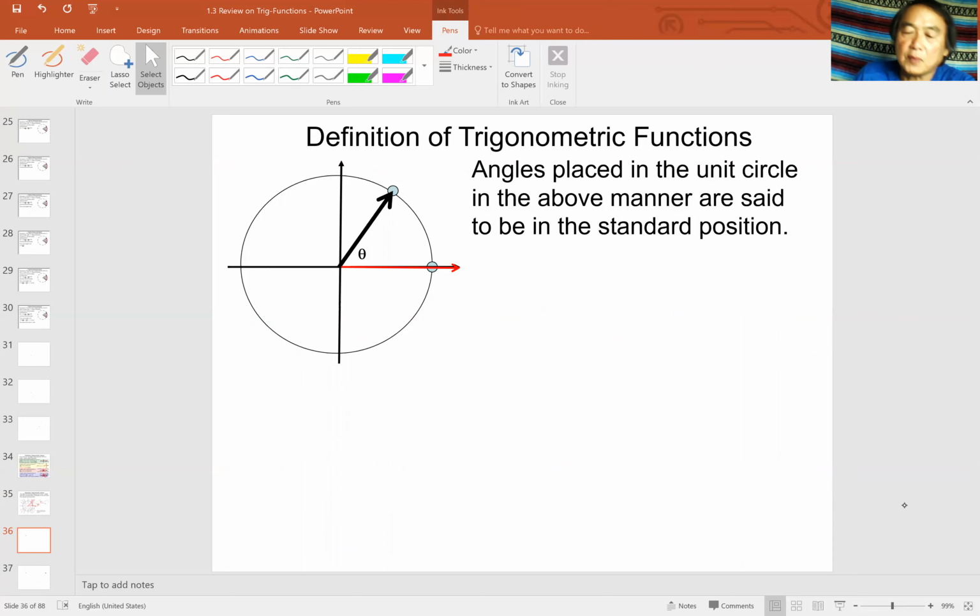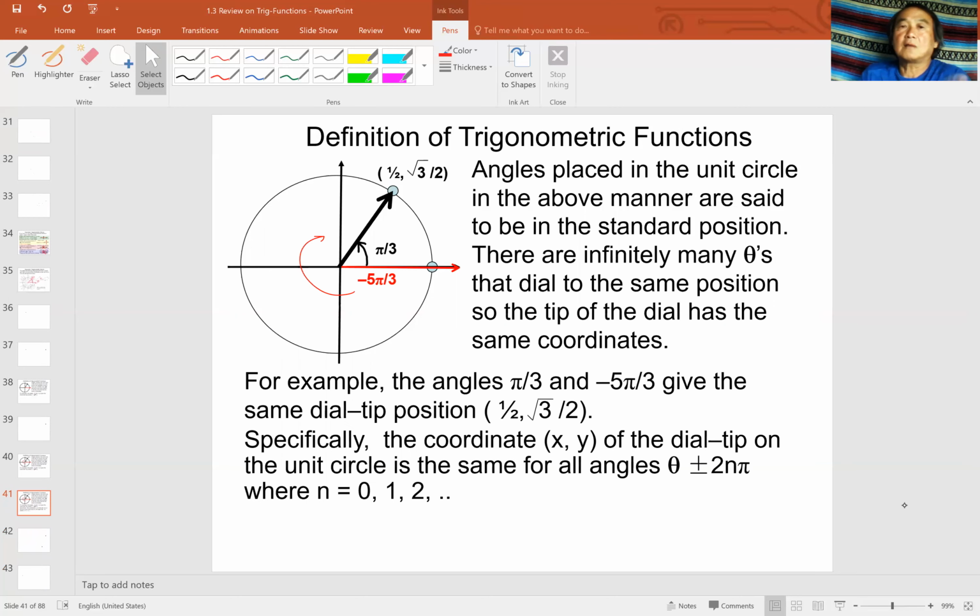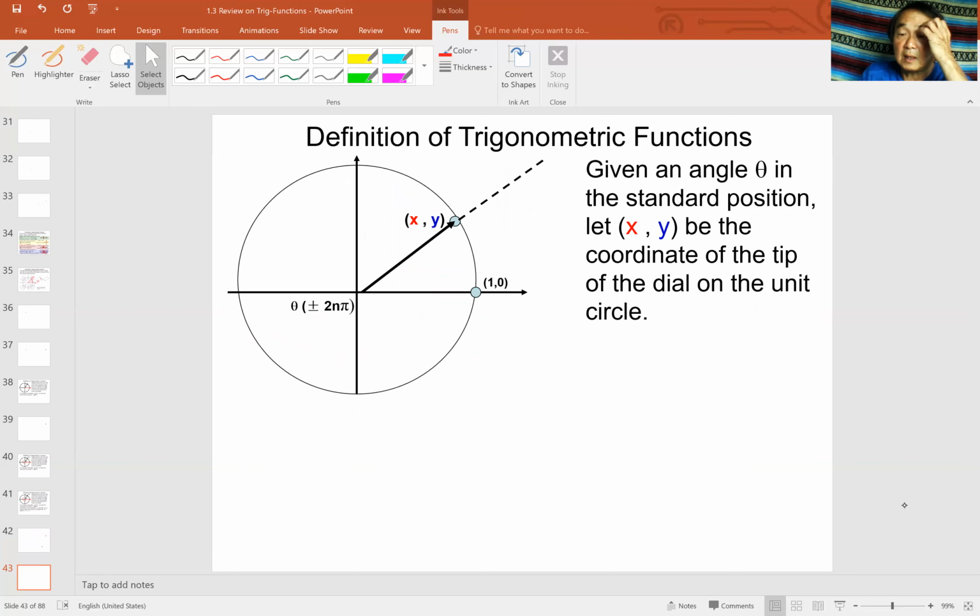But before that, I want to point out that the trig values, sine of something, cosine of something, tangent of something, depend on the position more than the angle. The angle gives the position, but the trig value depends on the position. A lot of angles give the same position, so all their trig values will be the same. For example, pi over 3 and minus 5 pi over 3 are the same position for the dial, so they have the same trig values.